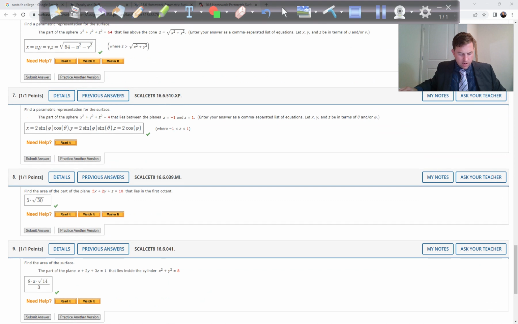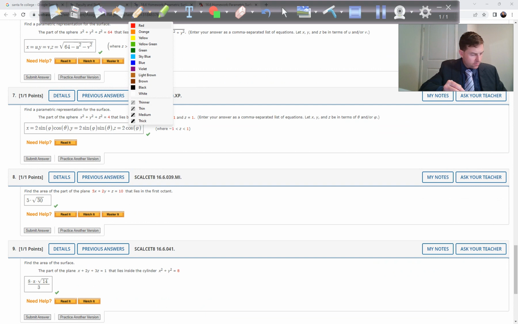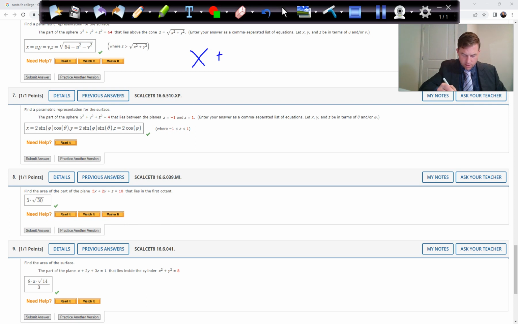Okay, problem 9 is really pretty similar to this. We have the part of the plane x plus 2y plus 3z equals 1 that lies inside the cylinder x squared plus y squared equals 8.